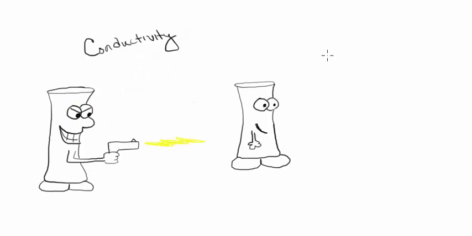Conductivity is the ability of a cell to transmit an electrical impulse to another cell. So this first pacemaker cell takes out his impulse gun, and he shoots or transmits an impulse to the cell next to him. Let's call him Engelbert.